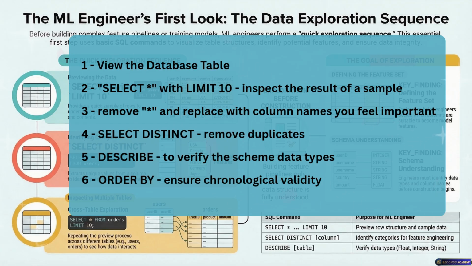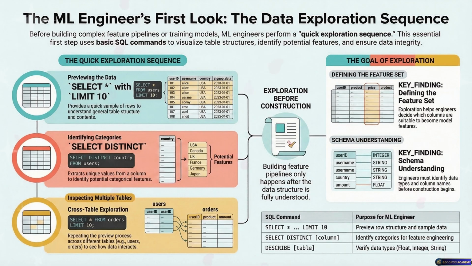Perfect. And finally, step six. You audit the timeline. You use order by on your timestamps to visually verify chronological progression and ensure future data is not bleeding backward into your historical features. And if an engineer diligently executes that six-step checklist? The output of that checklist is absolute structural mastery of the dataset. You have mapped the terrain. You now possess the deep technical context required to begin engineering complex features without the constant fear of silent mathematical failures or temporal leakage. That is an incredibly powerful and practical framework.